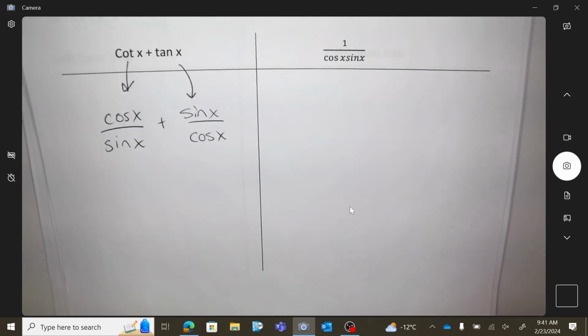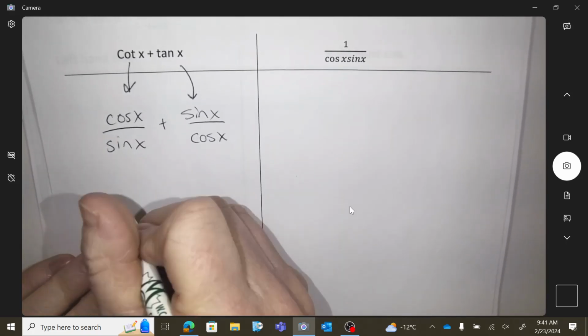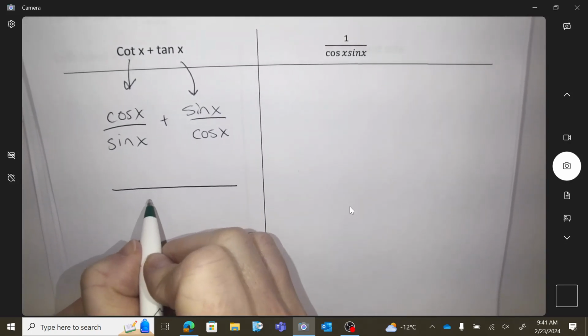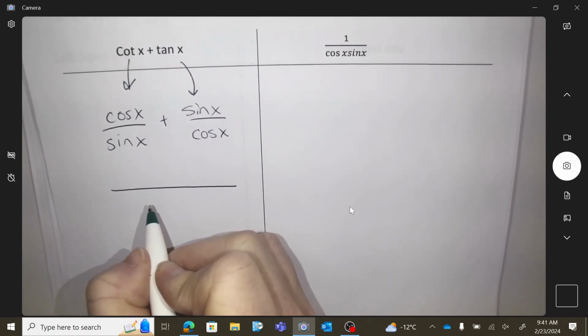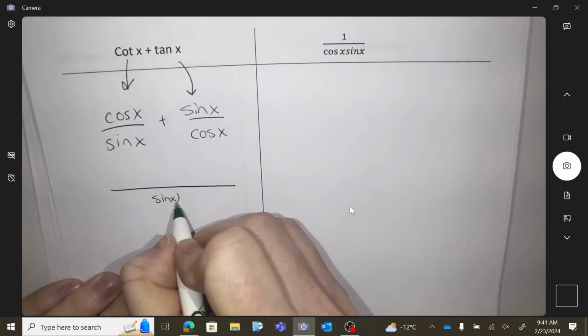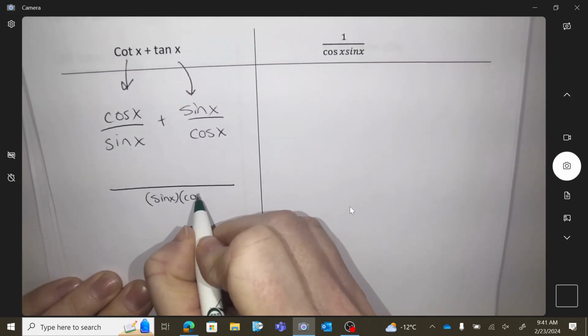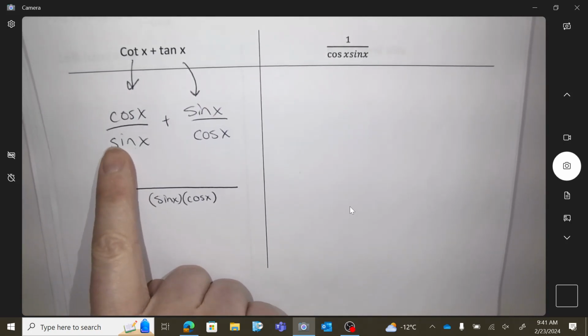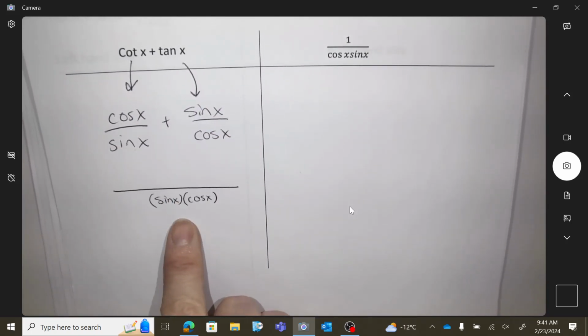Okay, now I see two fractions. What do you do when you add fractions together? You make them one fraction by using a common denominator. So what should I put inside my denominator? I need a sine x in there and a cos x. Just like if numbers were here, if that was a 4 and that was a 7, you'd have to put a 28, right? You'd need them both.